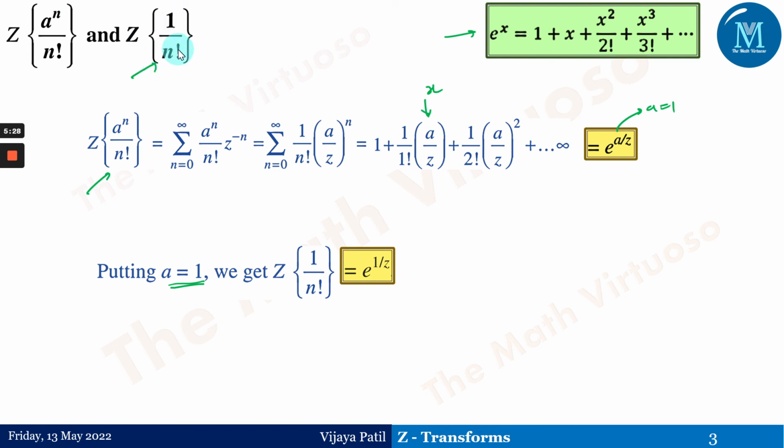So these are the standard formulas I have taken for this particular session.